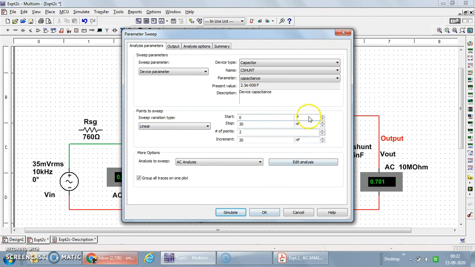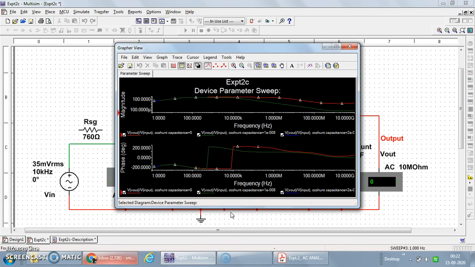Parameter sweep is nothing but changing any one parameter and sweeping it within some range. C shunt, I have already selected this name of the capacitor. These are the different capacitors. Out of that I am interested in sweeping the parameter of C shunt, the externally connected shunt capacitor. I will change its value from 0 farad to 30 nanofarad. We can obtain it for multiple values also. If I take steps of 4, it will give us 4 different plots. So 0 to 30 nanofarads.